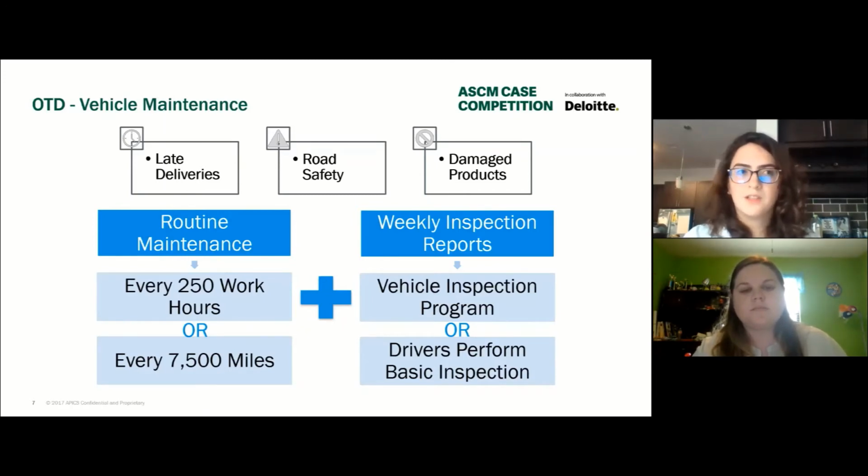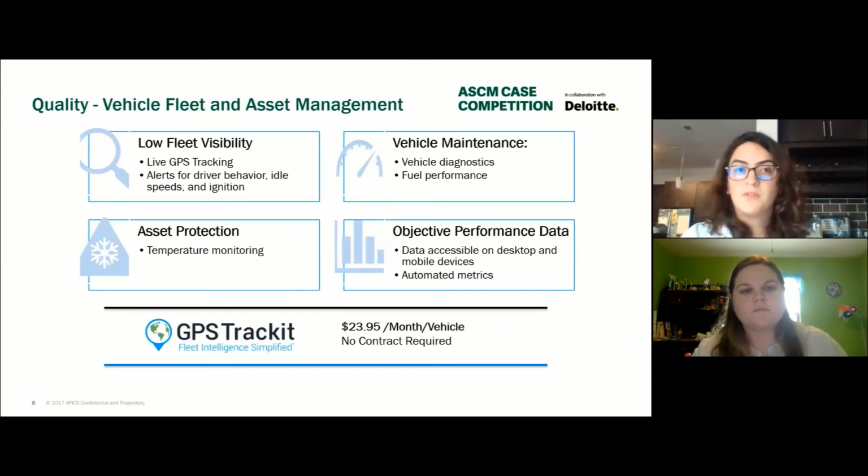In addition to on-time delivery, quality goes hand in hand, as the quality is affected by when the product is delivered. Having low visibility of the fleet makes it difficult to understand really why things are late, and more risk for the product to rot or to get damaged. So having a program like GPS Track It, where you can manage your fleet and assets better, gives a lot more power to management to recognize what's happening in real time, as well as make improvements in the future.